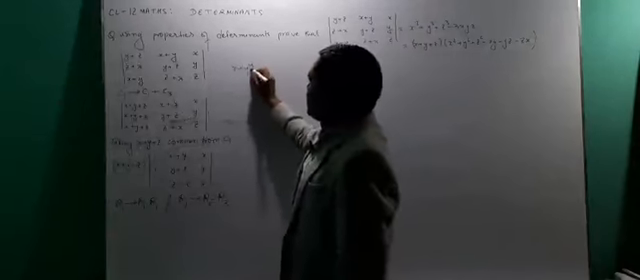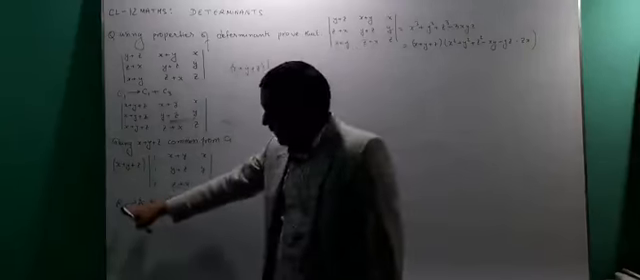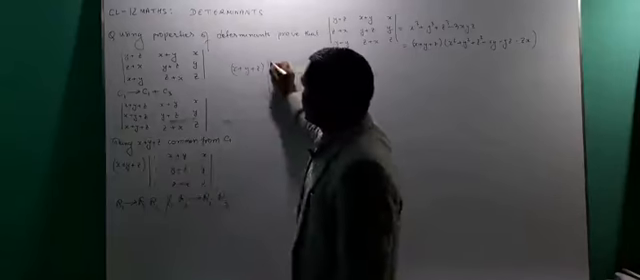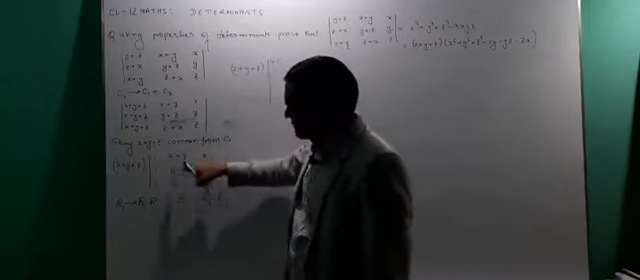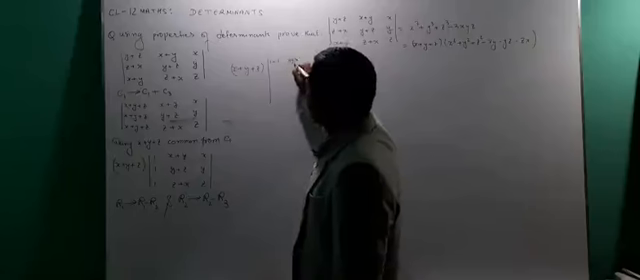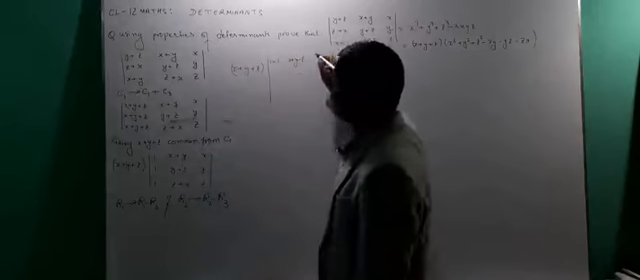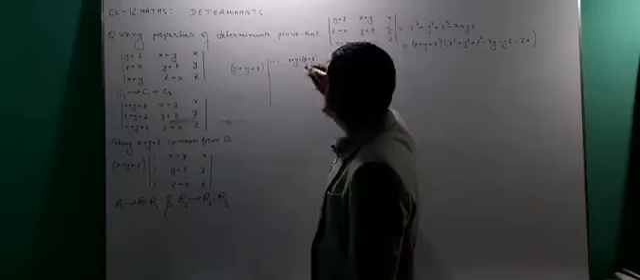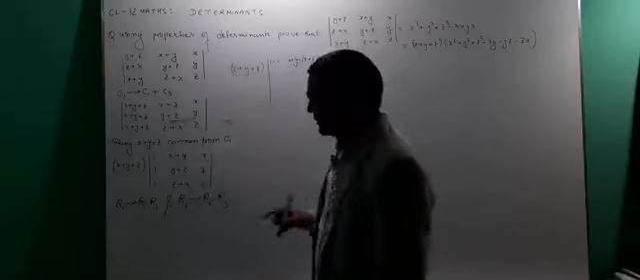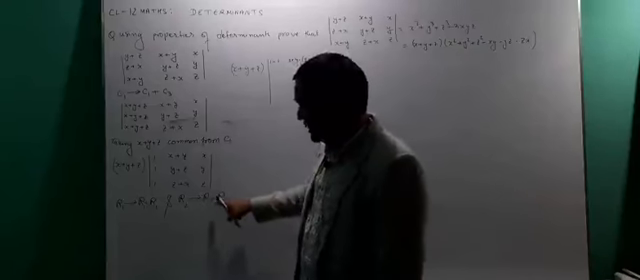X plus y plus z. Now R1 changes to R1 minus R2. That means 1 minus 1, 1 minus 1. Then x plus y minus y plus z. It has two terms, so always put it inside the bracket because the minus sign is very dangerous. Then y plus z. Then x minus y. Now second, R2 changes to R2 minus R3.